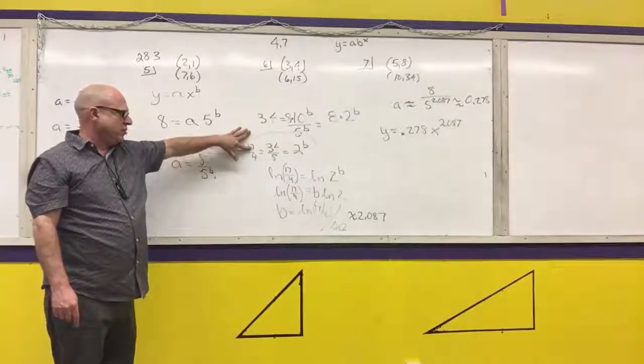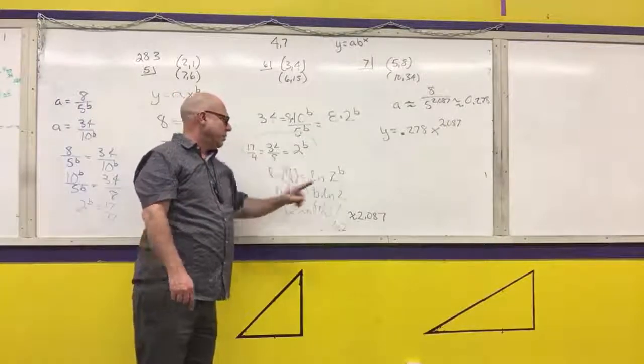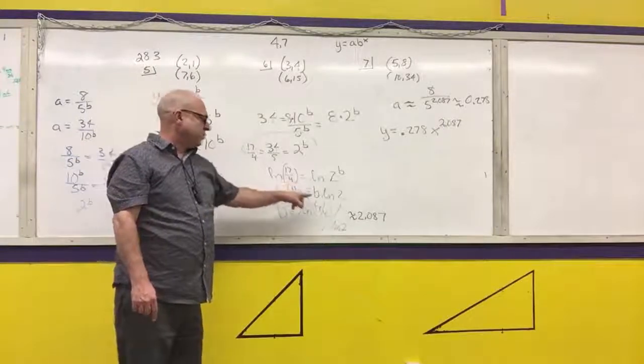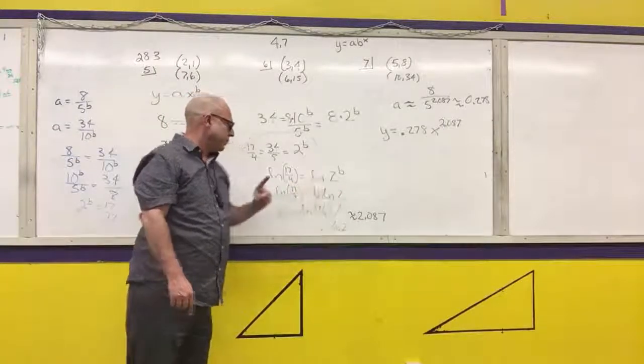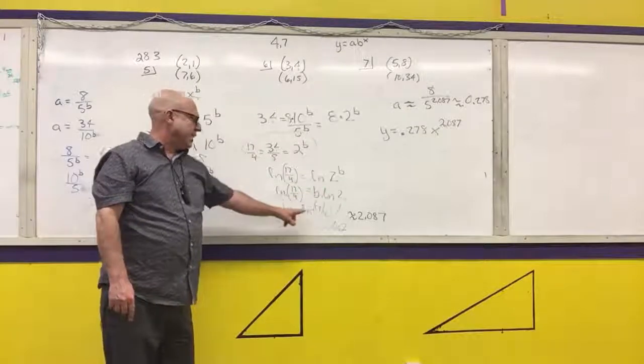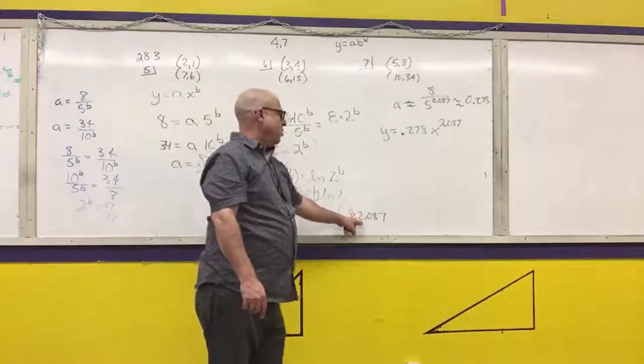Take the natural log of both sides. I get natural log of 17 fourths is natural log of 2 to the b. Bring the b down in front, and I get natural log of 17 fourths is equal to b natural log of 2. Divide both sides by the natural log of 2, and you get b is the natural log of 17 fourths over the natural log of 2, which is 2.087.